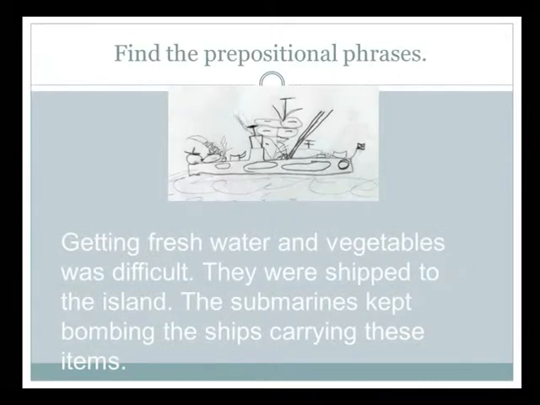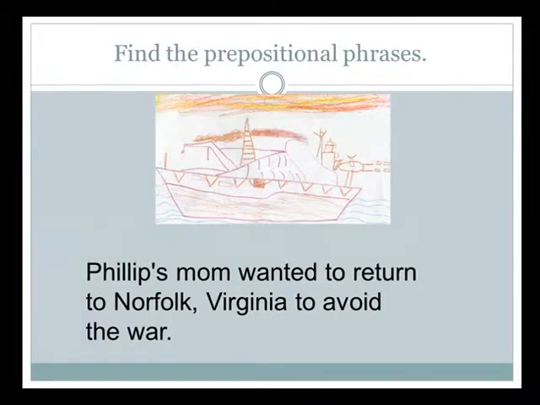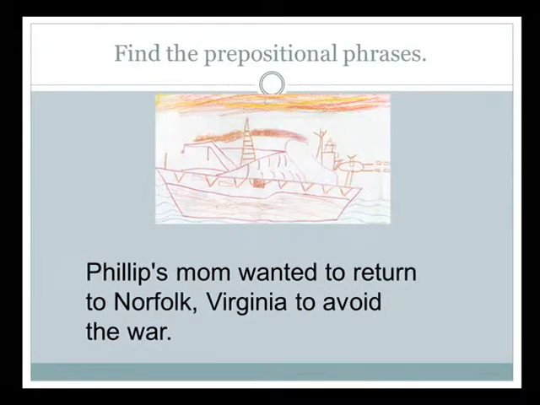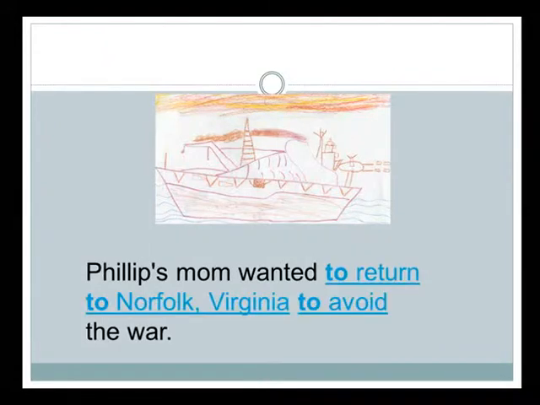Another practice question coming up. Philip's mom wanted to return to Norfolk, Virginia to avoid the war. Let us see which word plays which part of speech here. Philip's mom wanted to return to Norfolk. Now, to return, to is a preposition, which is being used along with to return as a prepositional phrase. To Norfolk, Virginia, that's again a prepositional phrase, followed by to avoid. So as you can notice, the three prepositional phrases are to return, to Norfolk, Virginia, and to avoid.